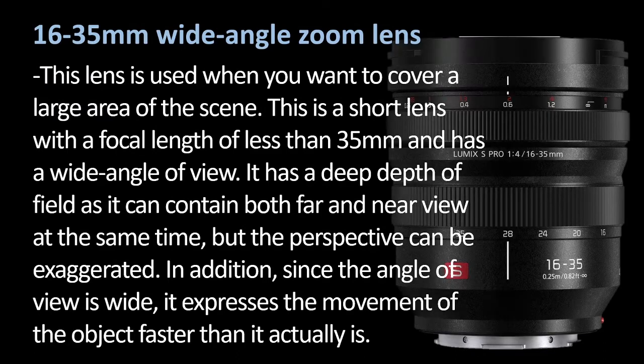16 to 35 mm wide-angle zoom lens. This lens is used when you want to cover a large area of the scene. This is a short lens with a focal length of less than 35 mm and has a wide angle of view. It has a deep depth of field as it can contain both far and near view at the same time. But the perspective can be exaggerated. In addition, since the angle of view is wide, it expresses the movement of the object faster than it actually is.